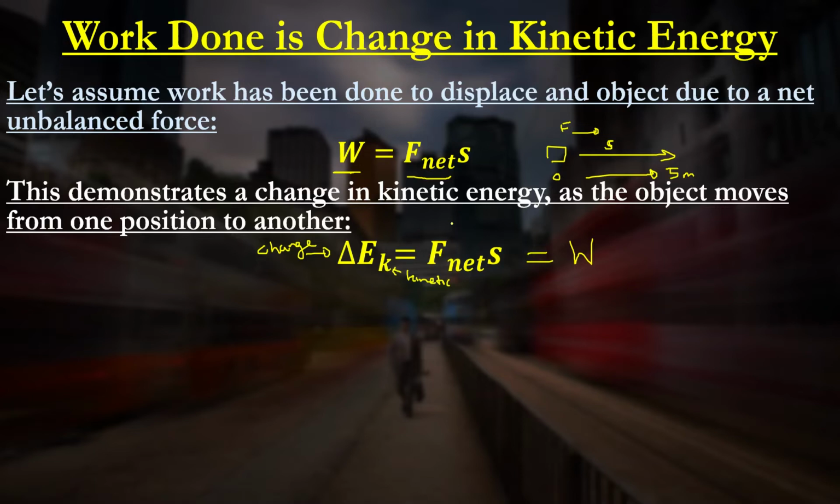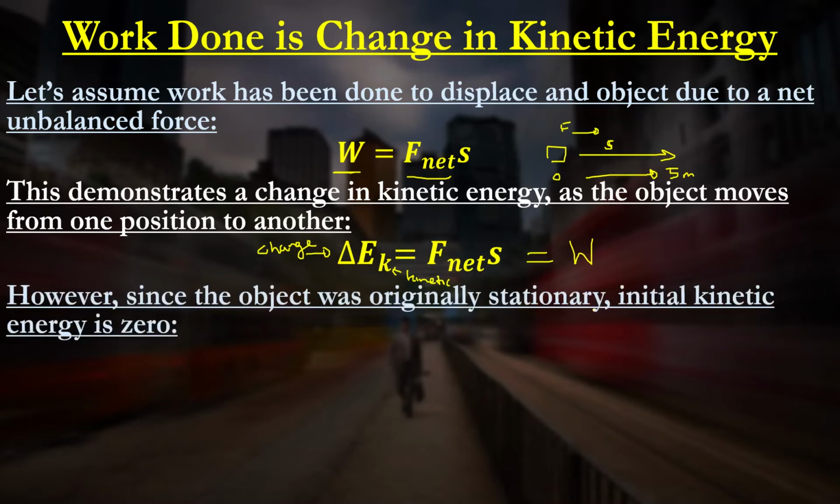Now, in the examples we've talked about, the object was originally stationary, so there is no initial kinetic energy. The kinetic energy there is technically 0. So the change in kinetic energy for a stationary object ends up being the final kinetic energy it has anyway.